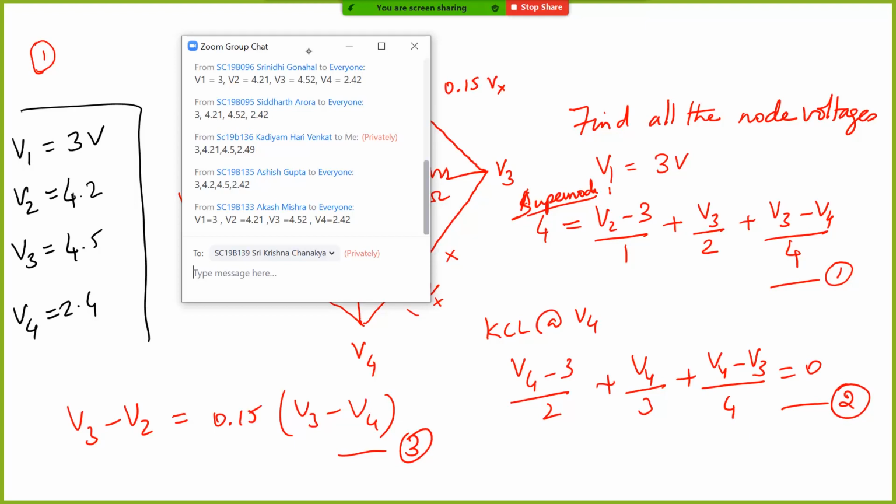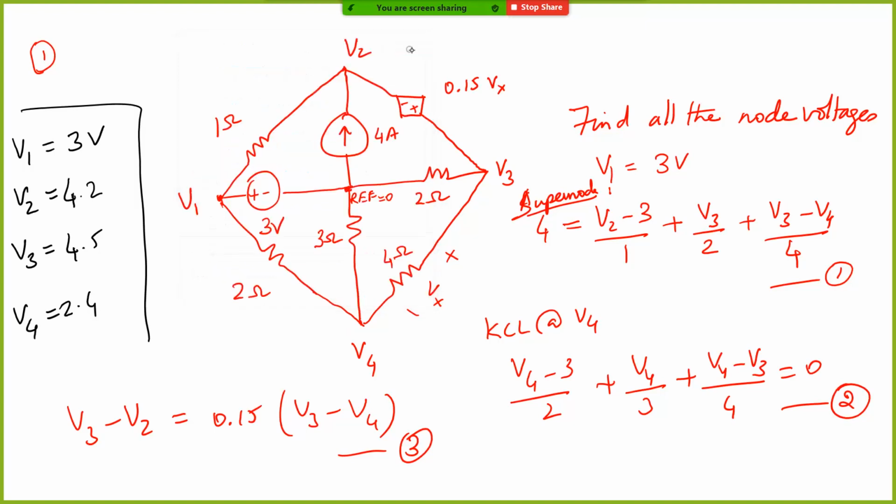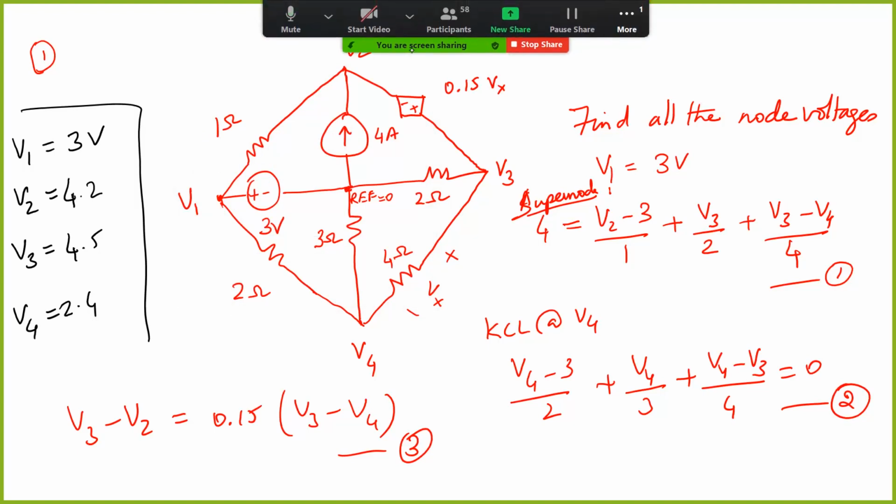Okay, if any concept is not clear, if anything needs explanation, please do let me know. I'll definitely be happy to do that. I can see that many of you are putting it in the chat box. Let's move. I'm assuming that there are no questions or doubts, right? Okay, so let's move to the next problem.